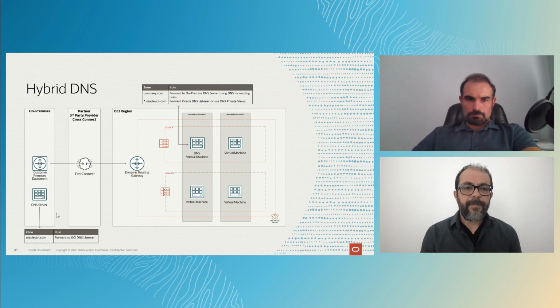Very similar in a hybrid DNS approach, we could take the DNS queries from the on-premise side, once again, forward them to a listening object or listening address within OCI to resolve the Oracle VCN names. And likewise, we could leverage private views or DNS forwarding and listening addresses within OCI to be able to resolve local VCN or inter-VCN FQDNs. And once again, we can resolve on-premise FQDNs by putting a conditional forwarding rule towards your on-premise DNS servers to be able to resolve your on-premise DNS locations.